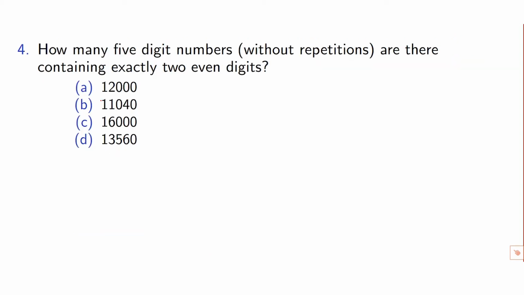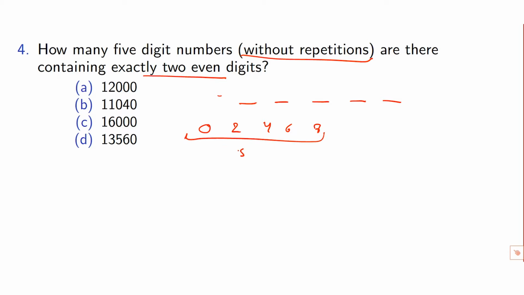Question number 4. How many 5-digit numbers without repetition are there containing exactly 2 even digits? So we have to find the number of 5-digit numbers. Let's say these are the places of 5 digits, such that the digits must contain exactly 2 even digits. We have 5 even digits, which are 0, 2, 4, 6 and 8, and exactly 2 must be contained in the number. So first choose 2 even digits out of 5, and this can be done in 5C2 ways, because we are choosing the 2 digits.